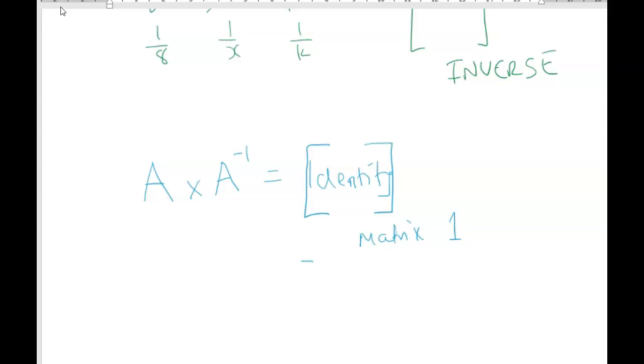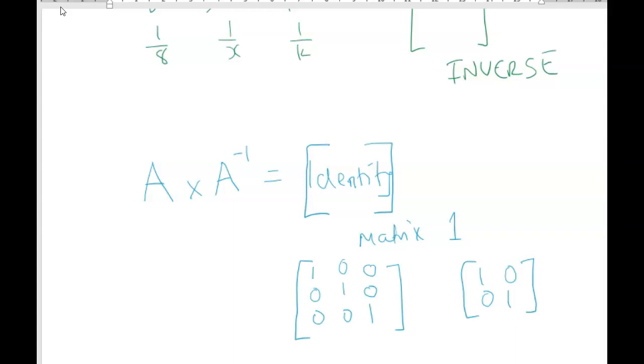So the identity matrix will have number 1s down its diagonal and 0s everywhere else. So this is a 3 by 3 matrix. And you can only take the inverse of a square matrix. So if this was a 3 by 3, its inverse would obviously also be a 3 by 3. Its product, the identity matrix, would look like this. If it was a 2 by 2, its inverse would also be a 2 by 2. Its product, the identity matrix, would look like this.